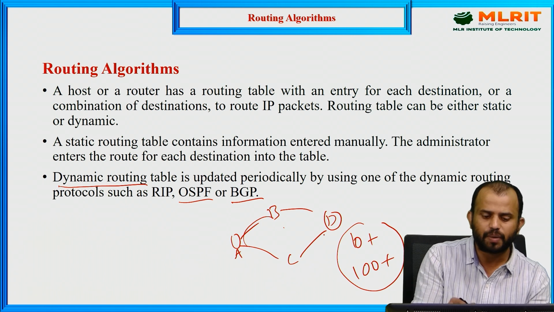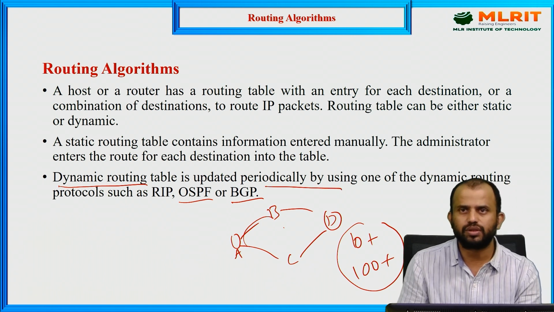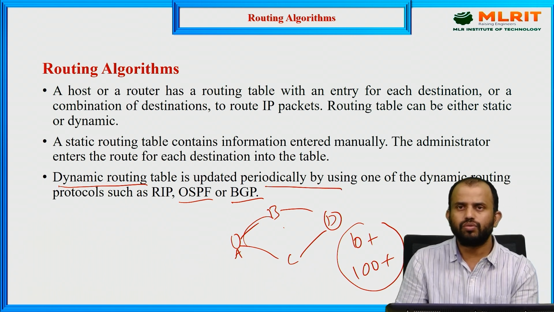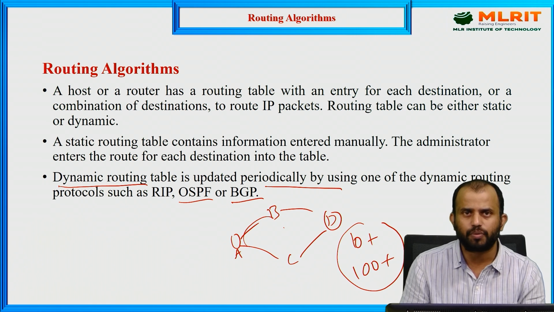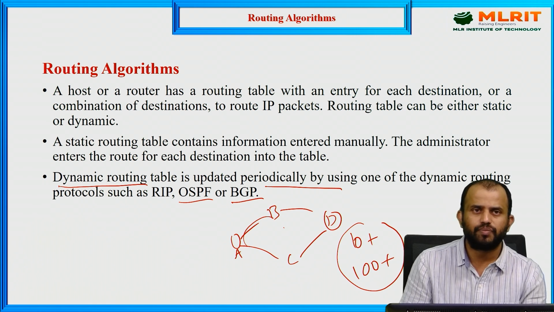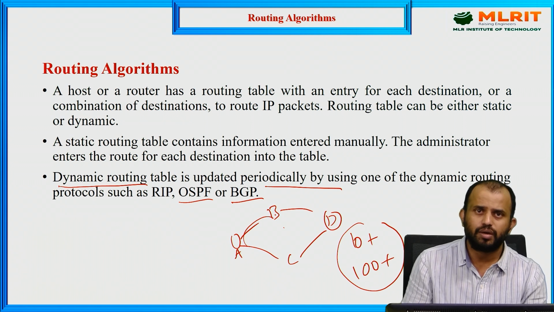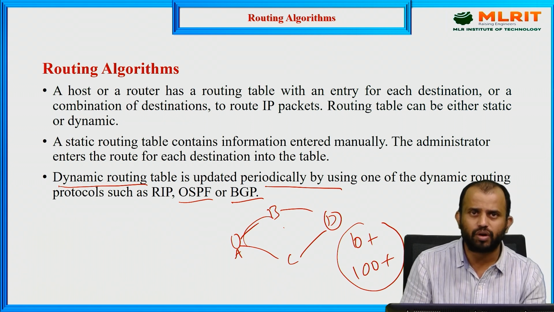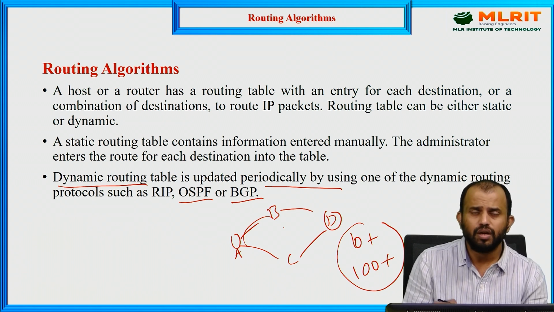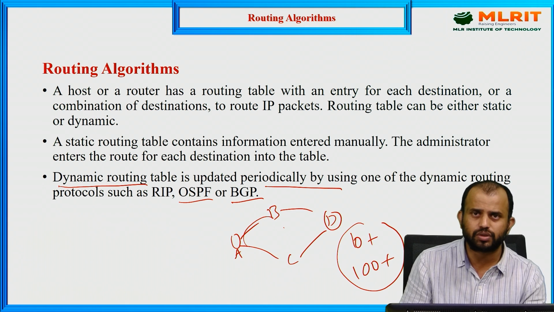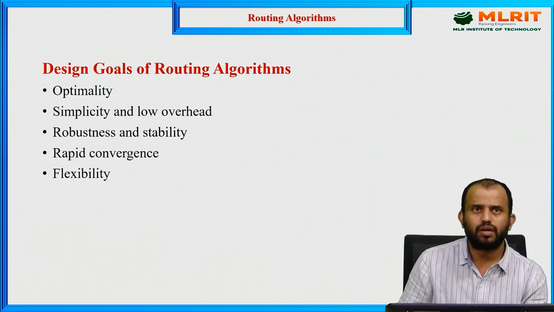That information is updated periodically by choosing the dynamic routing protocol. In the dynamic routing protocol, we have a number of protocols, such as the RIP protocol, the OSPF protocol, or the BGP protocol, which we call the Border Gateway Protocol, and we have different kinds of protocol services. We will discuss that in the next sessions.